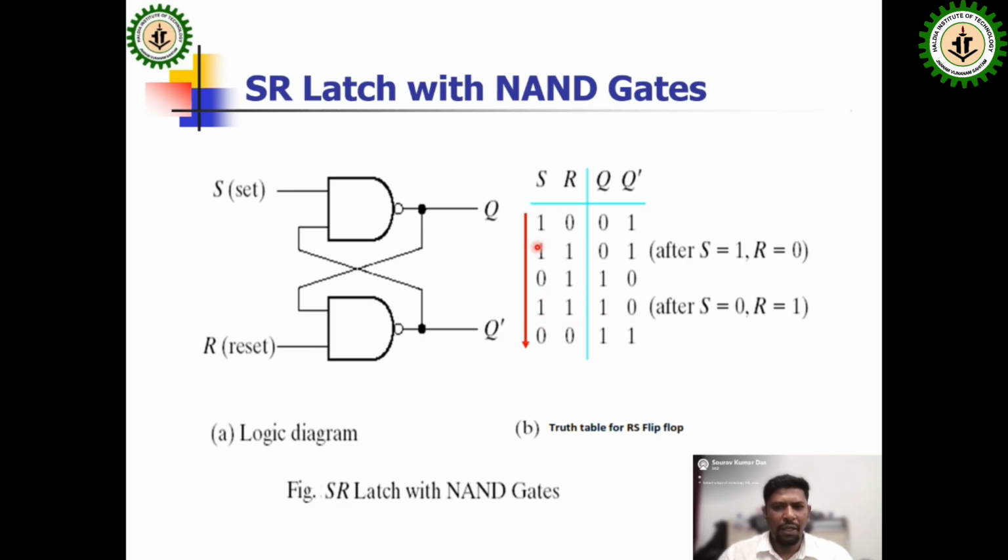But when both inputs are 0, you get the forbidden state. That will be the problem, or you can say this is the active low SR latch. In the active low SR latch, the 1 1 state is the no change state. If any input value is low, you get the set or reset value. But 0 0 is called the forbidden state.